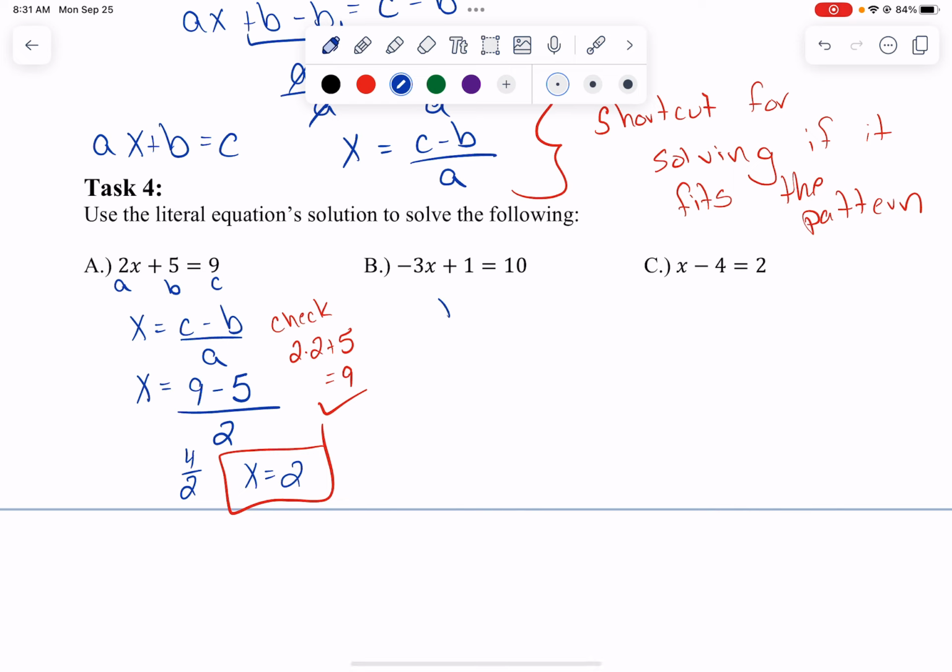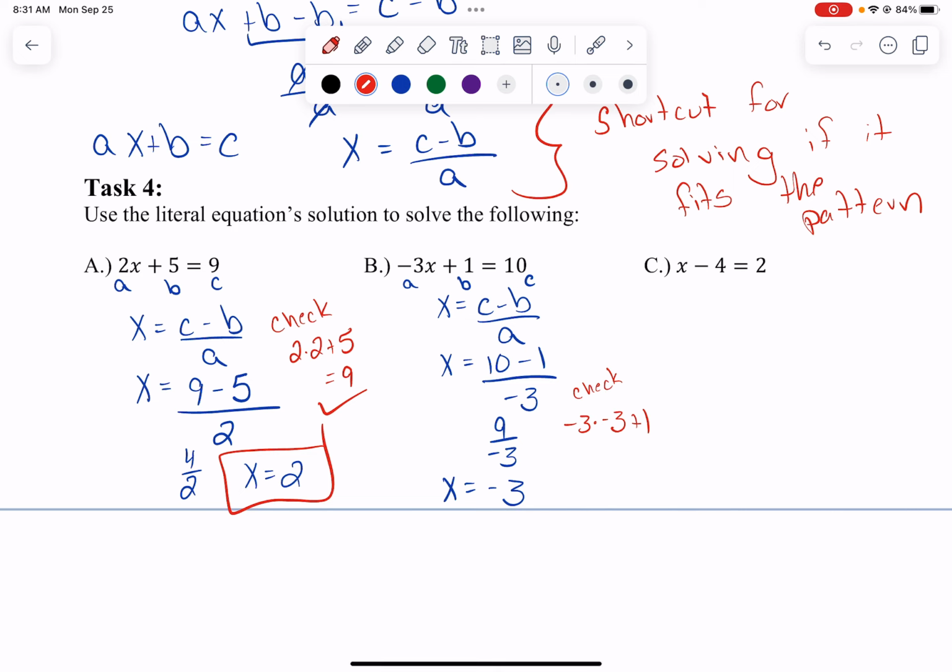So next, write the equation. X equals C minus B over A. Write my shortcut. My A, again, is a negative 3 in that case. The negative 3 is A. My B is 1, and my C is 10. So now plug it in. C is 10 minus 1 divided by negative 3. 10 minus 1 is 9 divided by negative 3. So X equals 9 divided by negative 3, which is negative 3. Again, let's check it. Negative 3 times negative 3, there's my X, plus 1. Negative 3 times negative 3 is positive 9, plus 1 is 10. Woohoo, it worked. Okay, next one.